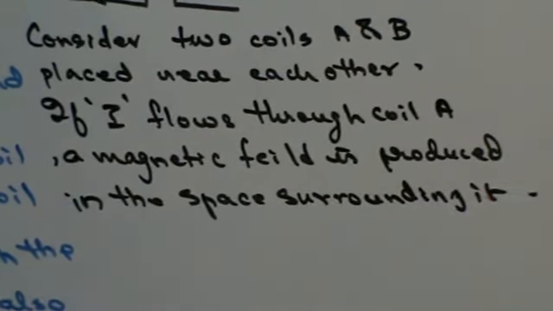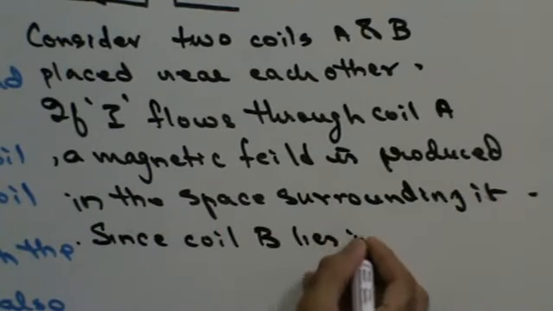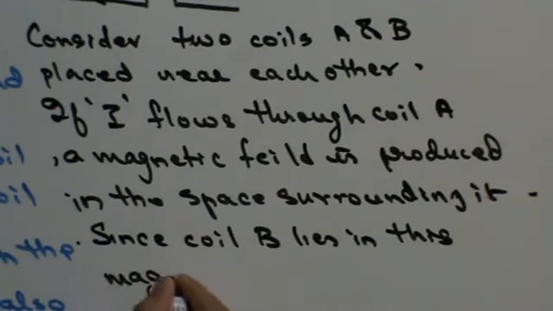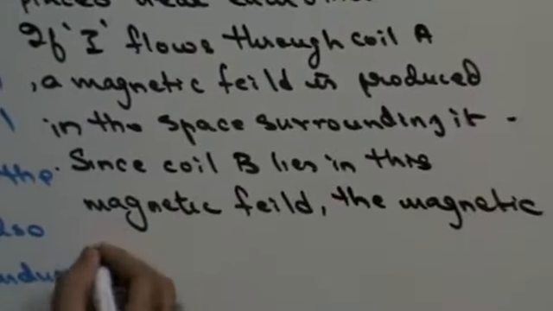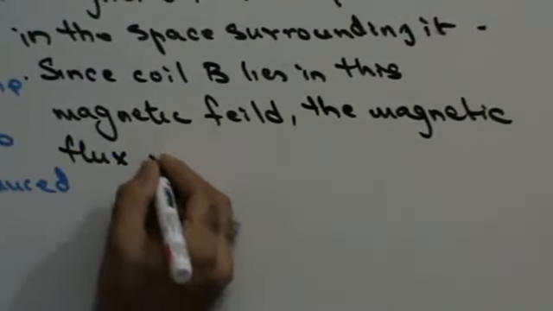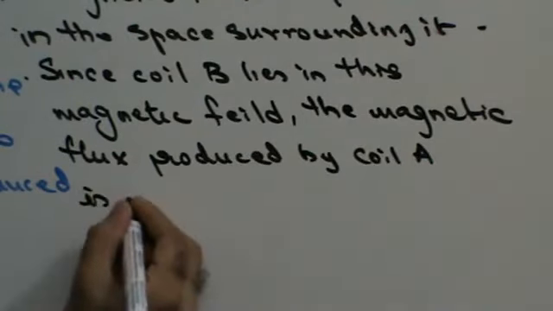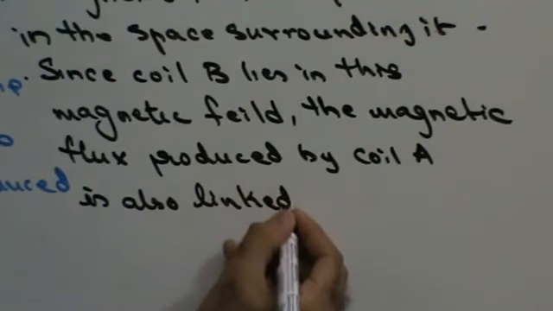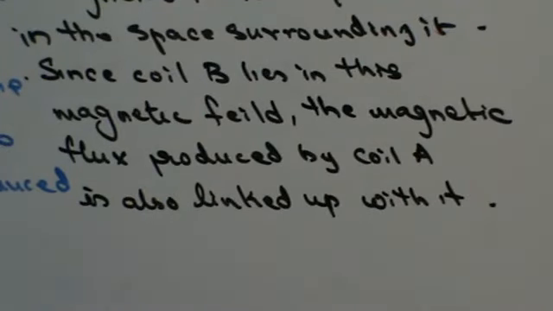Since coil B lies in this magnetic field, the magnetic flux produced by coil A is also linked with it. So you will have a magnetic flux also linked with coil B because it is placed in close proximity with coil A.